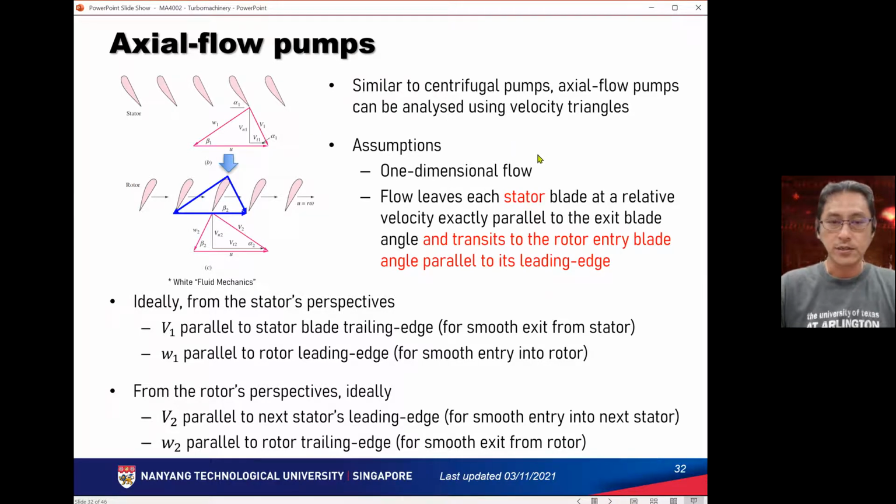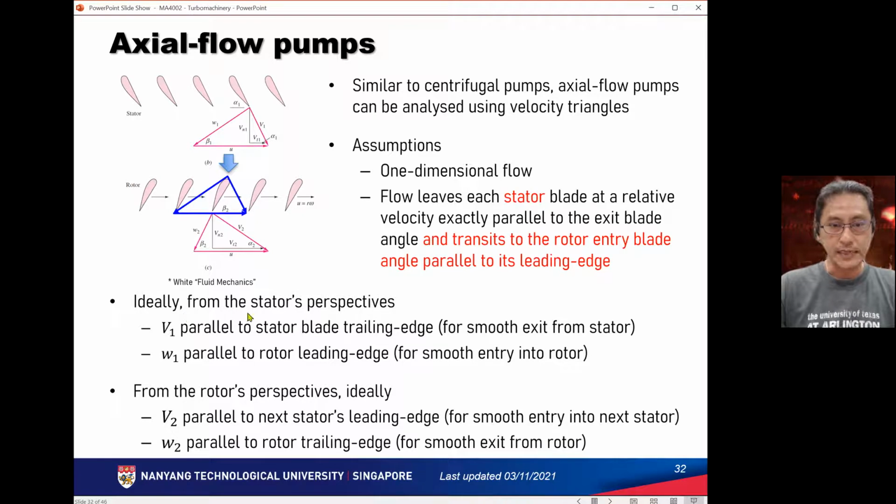Now, there are a few assumptions when it comes to looking at axial flow pumps analytically in terms of the velocity triangles, and they're largely similar to what we assumed for centrifugal pumps. For axial pumps, the assumption is that we're looking at one-dimensional flow only, and that the flow leaves each stator blade, which means it is stationary, at a relative velocity exactly parallel to the blade exit angle, and transits into the rotor entry blades parallel to their leading edge. Basically, the flow must flow onto the rotor blades in a nice and smooth manner.